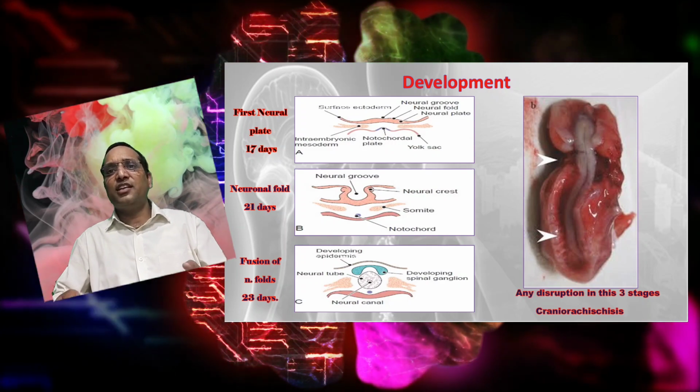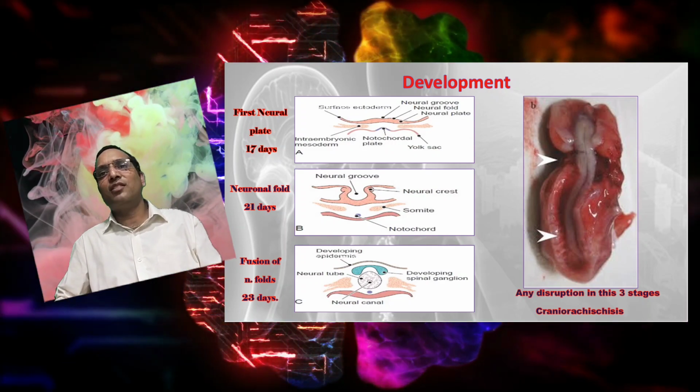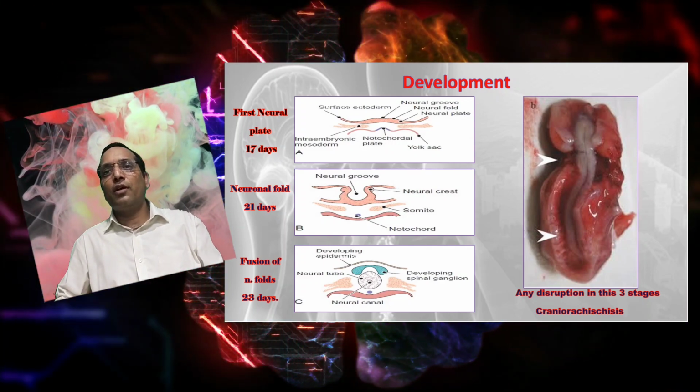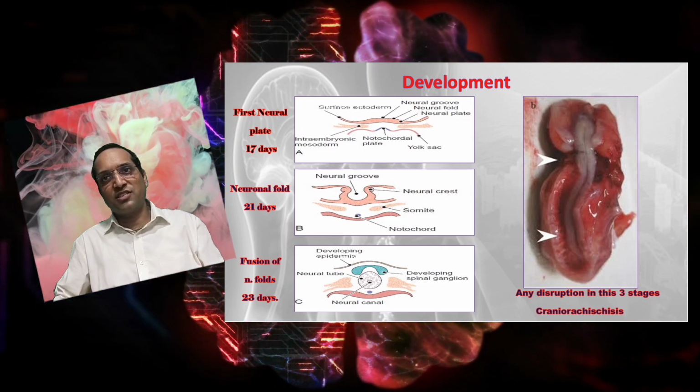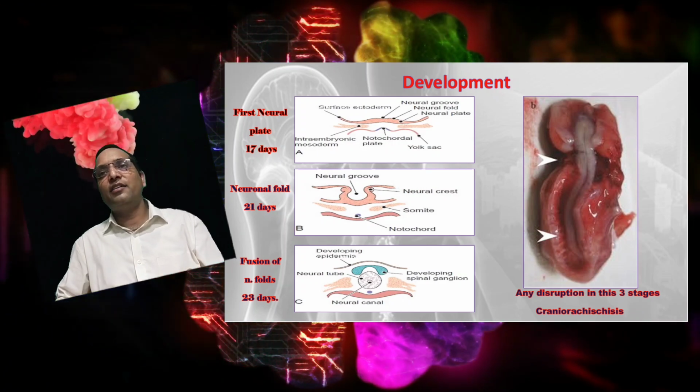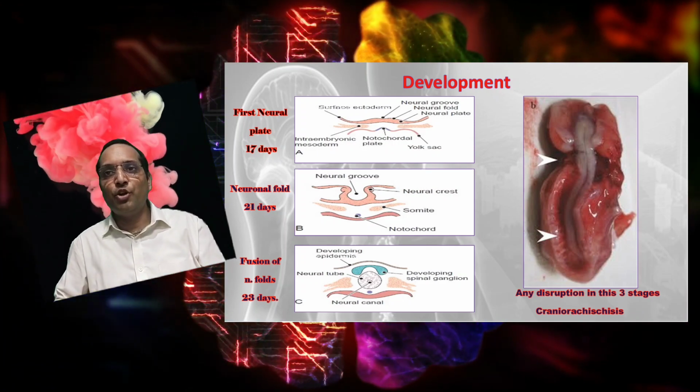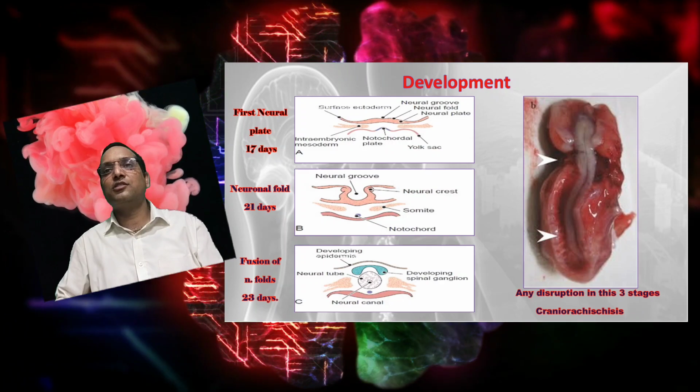If there is any disruption in all of these, the neural tube defect is known as craniorachischisis, which is a very severe and dangerous neural tube defect. There is no life.